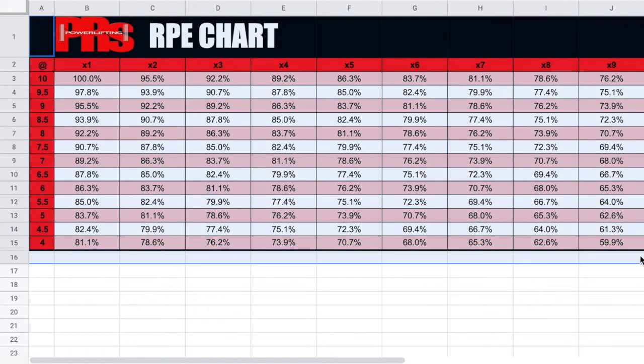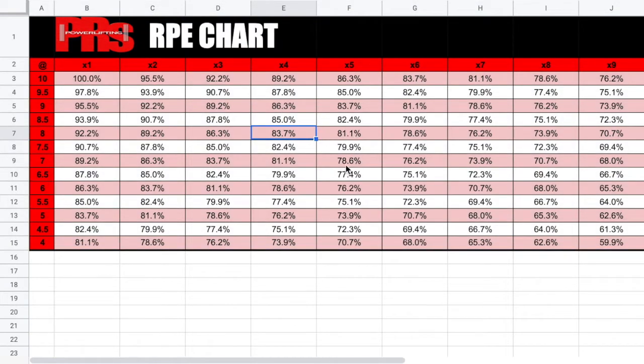Obviously, there are always going to be outliers, which could be a good topic for another video, looking at who has an outlier when it comes to RPE, rep ranges and percentages based on the norms. But looking at this, we can see that anytime we're programming with an RPE, that is also relative to a percentage. So if I want to program a set of 5 at a 7 RPE, that is 78.6%. They're all one and the same.